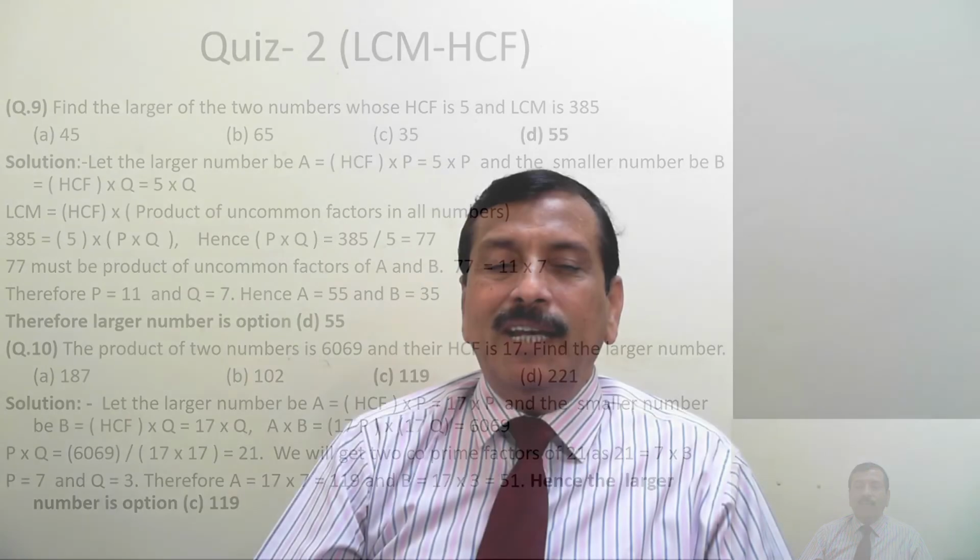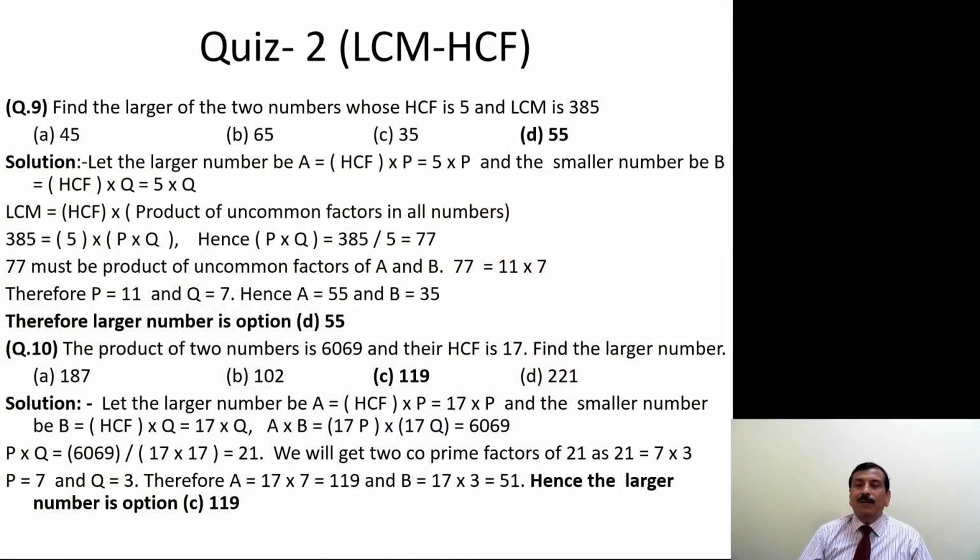Question number 10: the product of two numbers is 6069 and their HCF is 17. Find the larger number. Again we'll go with the same logic. The larger number A will be equal to HCF into P, that is 17P, and the smaller number will be HCF into Q, that is 17Q, and similarly we solve. We get the answer. For question number 9 we got the answer 55, and for question number 10 we got the answer 119. Look here.